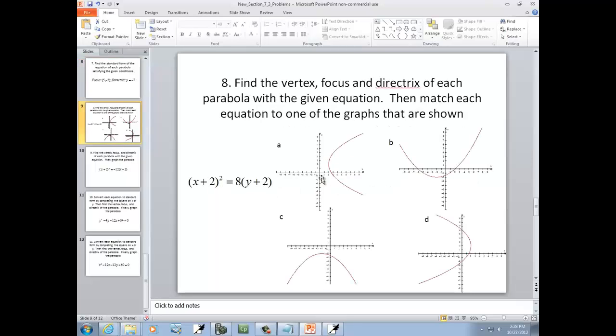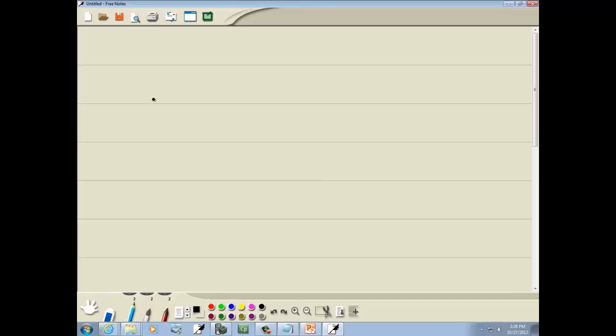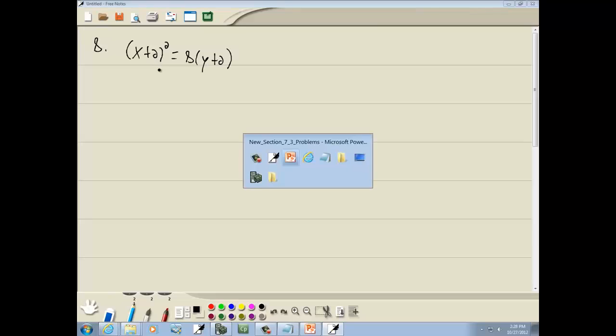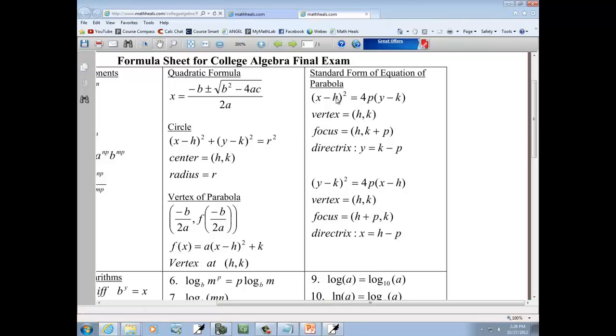Okay, this one says find the vertex, focus, and directrix, then graph it and match it to the graph. So we got x plus 2 squared equals 8 times y plus 2. Squared is on the x. So when we look at our formulas, squared is on the x, we use the top formula.